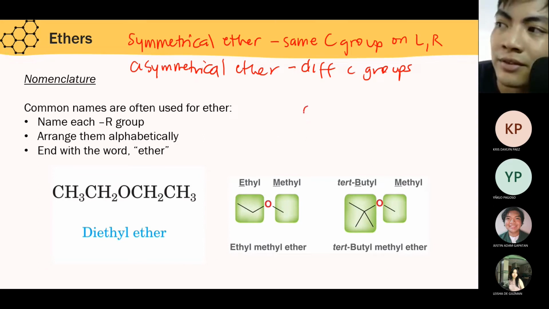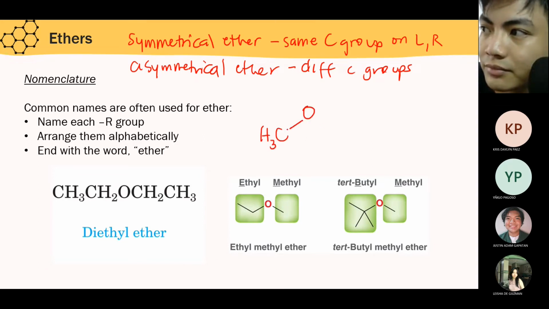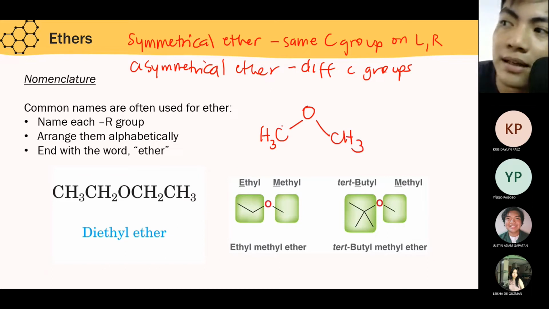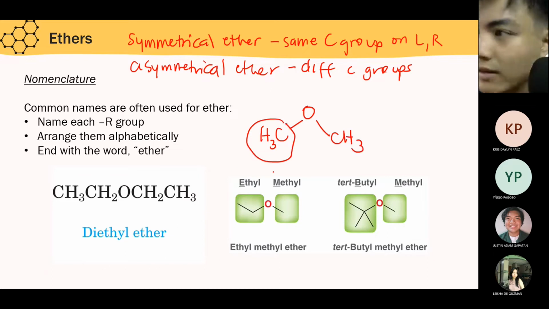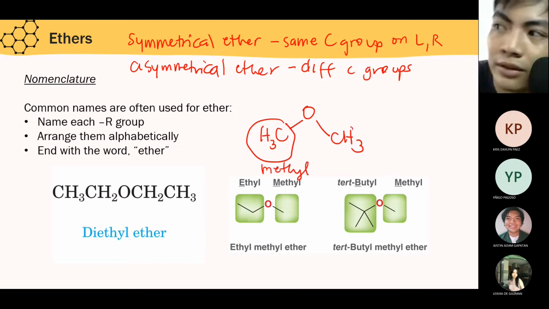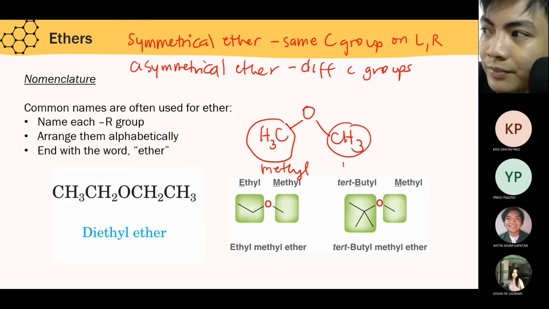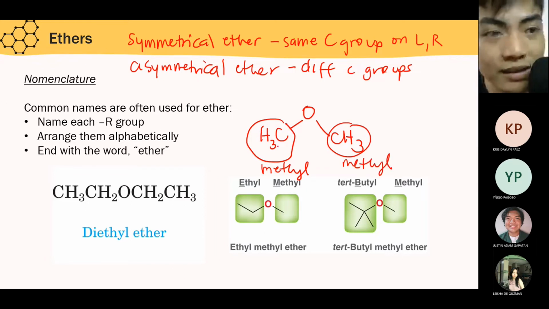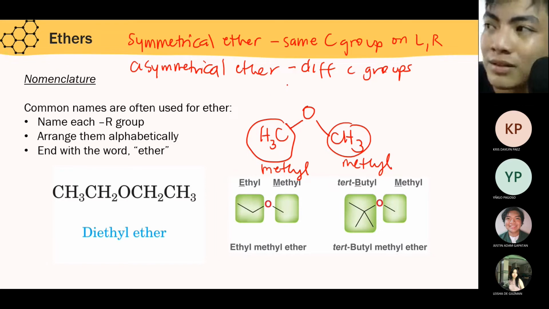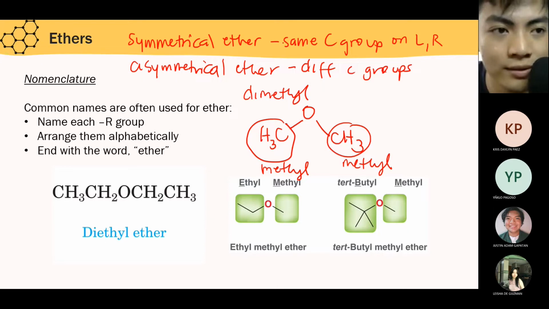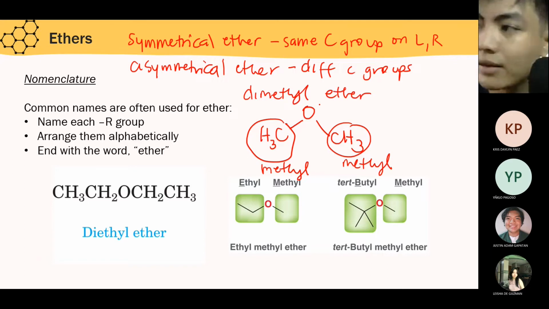Pag symmetrical ether, for example, ito. Ano pangalan nito? The name of this is methyl. Diba? Ito, methyl din. Okay? So, basically, madali lang siya. So, that's methyl, methyl. So, ibig sabihin, dimethyl. Kasi may dalawang methyl na nakadugtong sa oxygen. To indicate na ito ay ether, you just affix the word ether. So, that's dimethyl ether. Okay. Bakit dimethyl ether? May dalawa kang methyl connected to the oxygen. So, dimethyl ether.